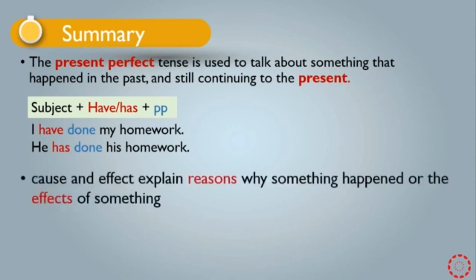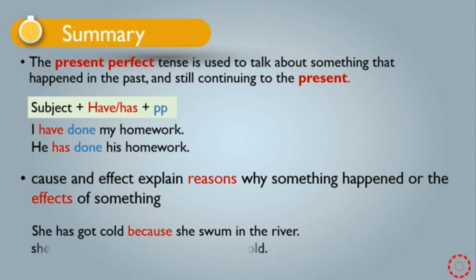Cause and effect is explaining reasons why something happened or the effect of something. For example, she has got cold because she swam in the river, or we can say she swam in the river, so she has got cold. So we can't change the places of because and so, but we have to place the reason and the consequence correctly. I hope you understand very well. Thank you very much.